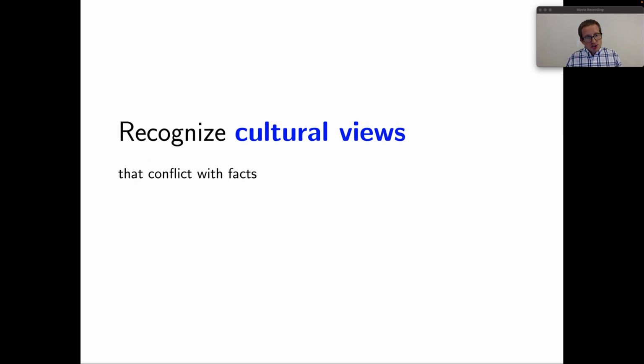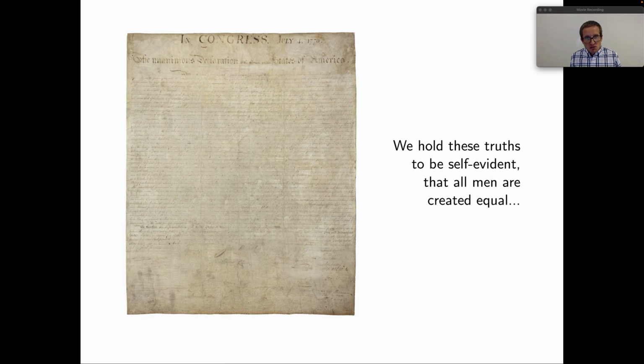Finally, I want to just touch a little bit on cultural views that might seem to conflict with the facts. In the US, there is a strong value placed on equality, and you hear this in music and in art and in history. And this seems to disagree with the fact that incomes are just very unequally distributed in the United States. So to see this cultural view, we could go all the way back to the Declaration of Independence, which says that we hold these truths to be self-evident, that all men are created equal.